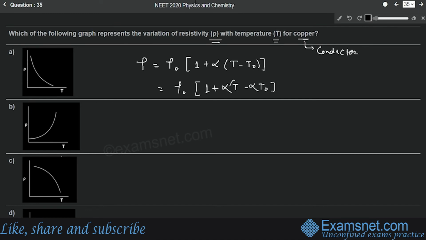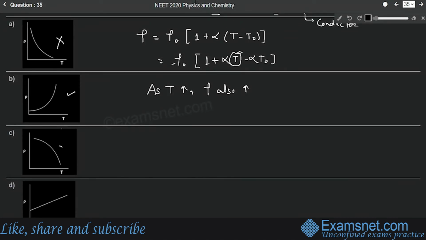So we can say that as the temperature will increase, the resistivity will also increase, right? So let's write it down. As temperature increases, resistivity also increases. So option A cannot be the correct answer because here the resistivity is decreasing with temperature, right? So this is not the correct option. In option B, the resistivity is increasing, but we'll have a look at other options as well. In option C, again it is decreasing, so not possible. In option D, again the resistivity is increasing. So either B or D can be the correct answer.